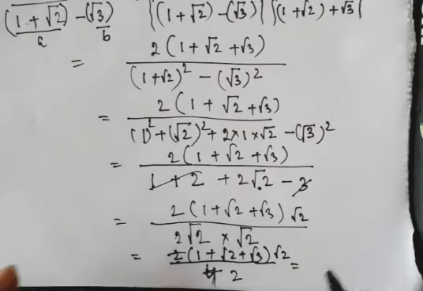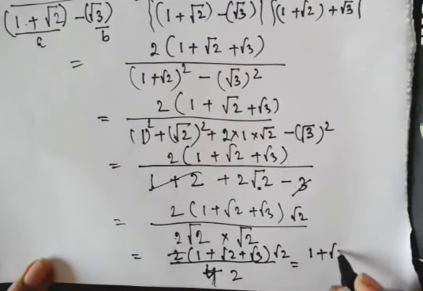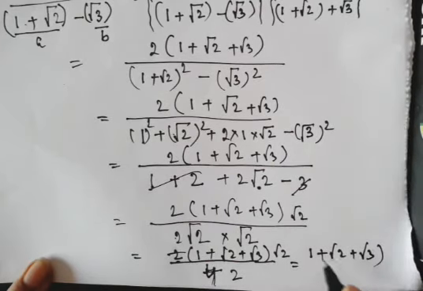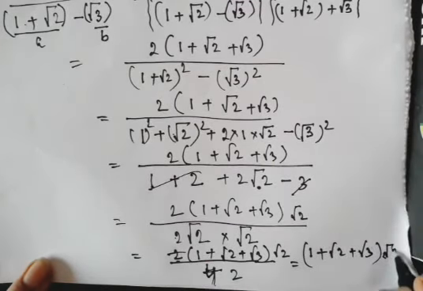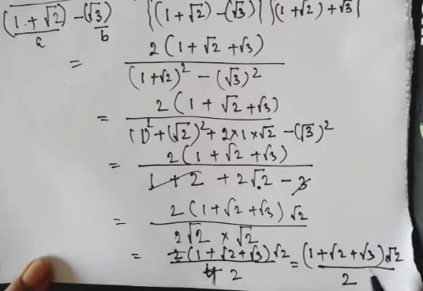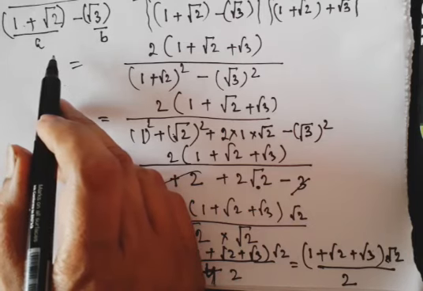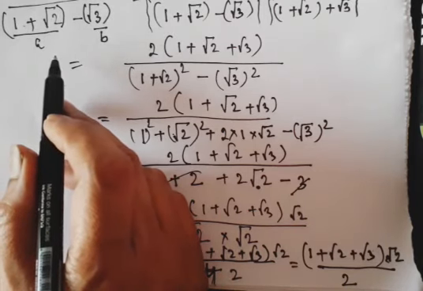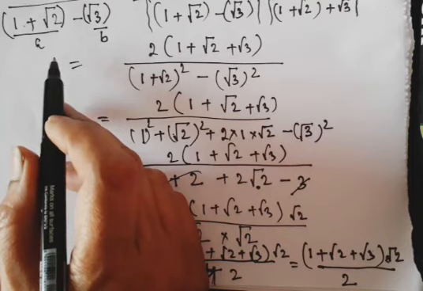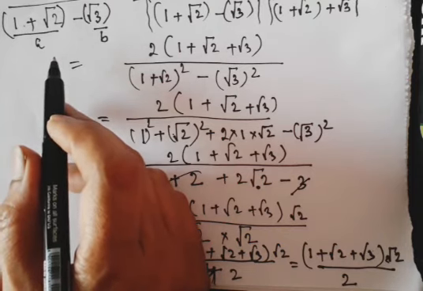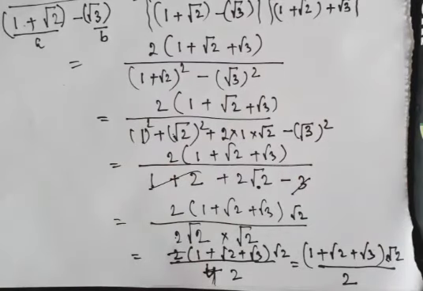So our answer is 1 plus root 2 plus root 3, into root 2, by 2. You can multiply this out, or you can keep it like this, but finally it is rationalized. So in this way, by choosing a suitable rationalizing factor and multiplying, we can come to a rational denominator. So this is your process of rationalization.